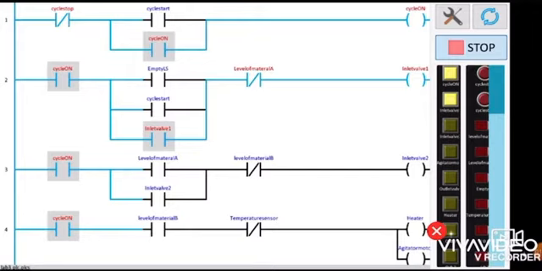Okay, this is the second network. The coil on the first network acts as an input for the second network. The output of the second network is the inlet valve 1, as you can see. The output will be turned on when the empty level switch on the tank is turned on, and the inlet valve will be turned off.